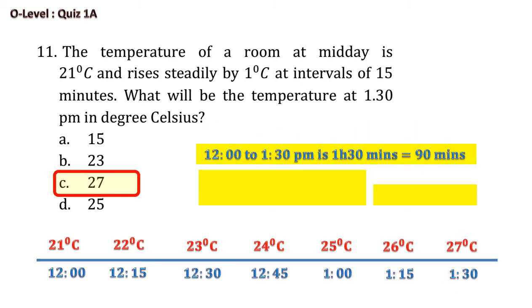Equally, we can do it this way. From 12 noon to 1:30 p.m., it is 1 hour 30 minutes, and this corresponds to 90 minutes. This 90 minutes, when divided by the 15, gives us 6 intervals, that is 6 degrees increase. And when we add the 6 degrees to 21, it gives us 27 degrees Celsius.